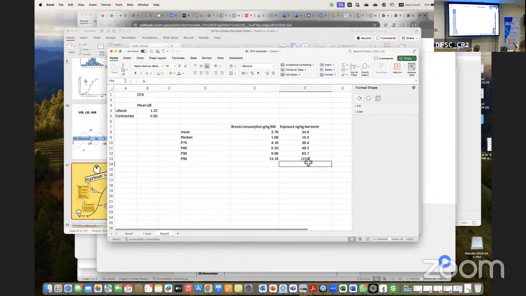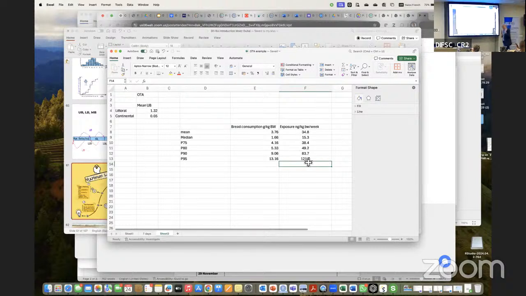How about the next step? Is it bad or not? I want this, and after that we can go into details to understand. Because the P95 exceeds the reference value, we have a certain proportion of the population, 10%, exceeding.